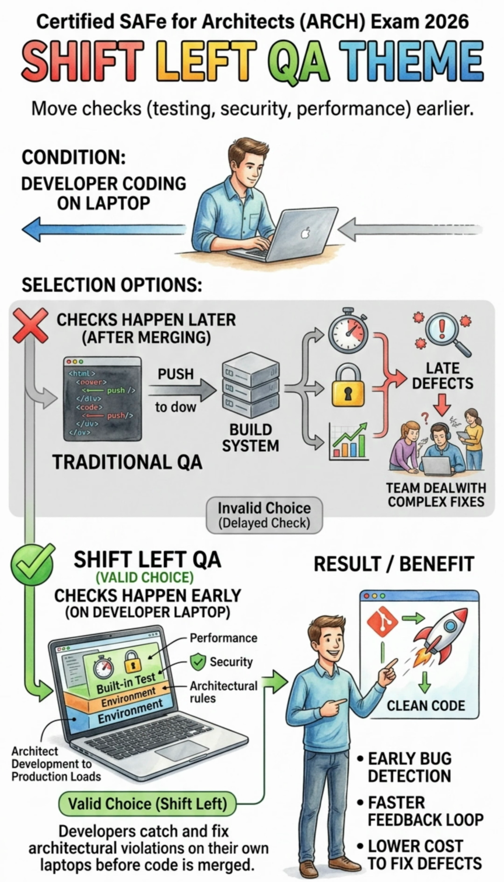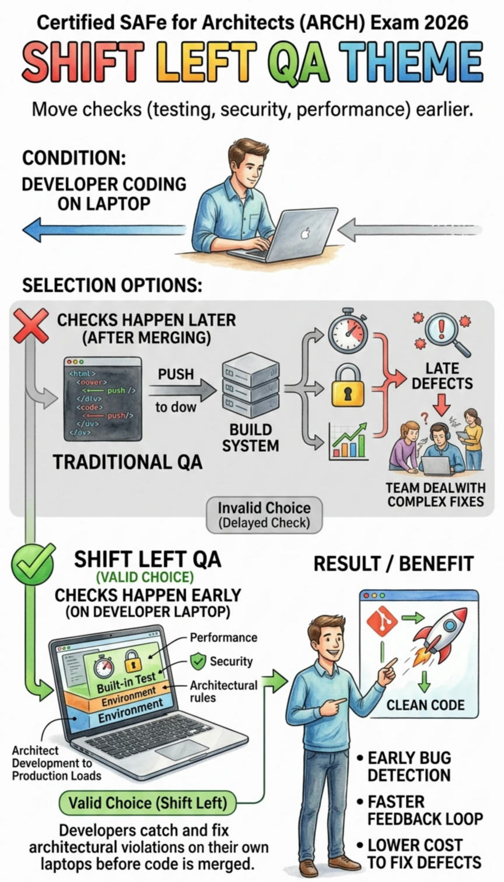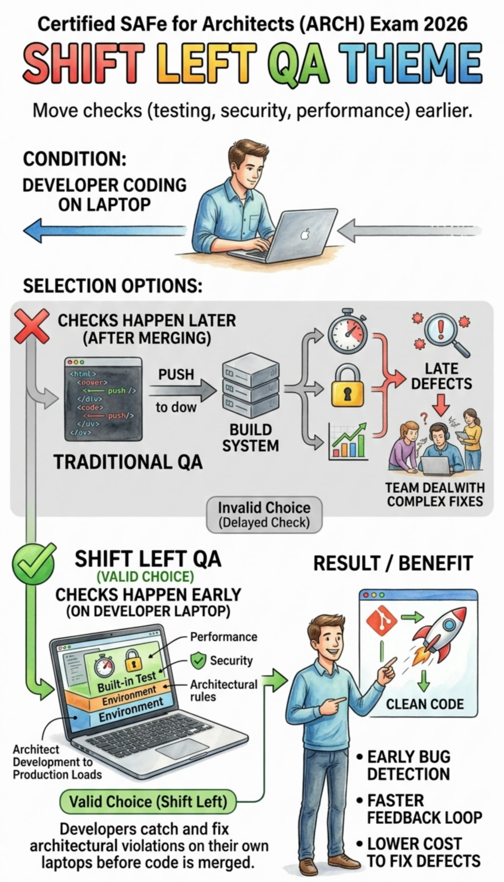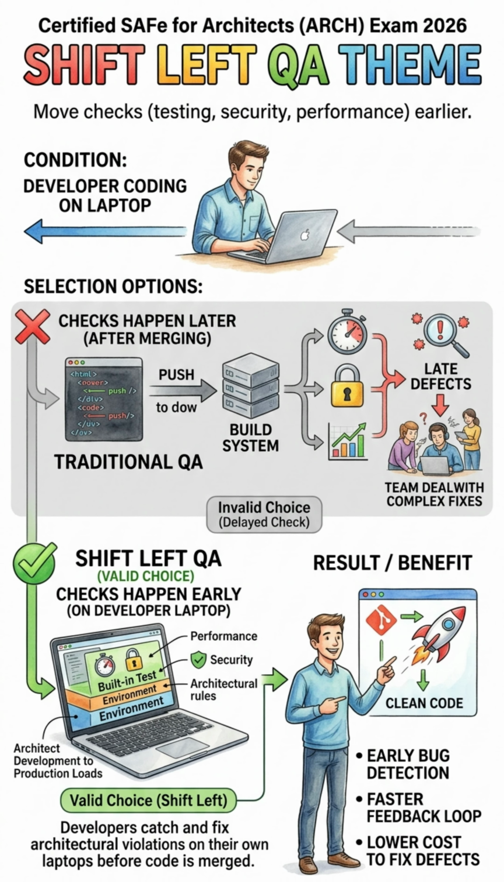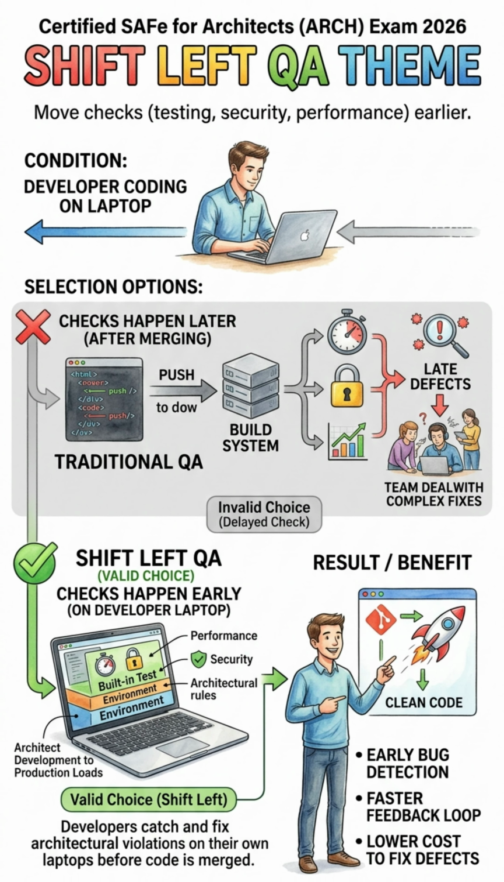A major theme in modern quality assurance is the concept of shifting left. This simply means moving testing, security, and performance checks as early in the development process as possible. Instead of waiting until a feature is fully built to test its performance, you architect local development environments that simulate production loads. This allows developers to catch and fix architectural violations on their own laptops before the code is ever merged.